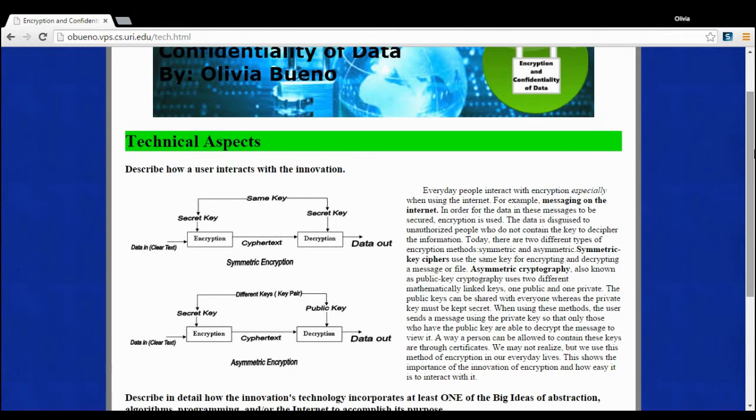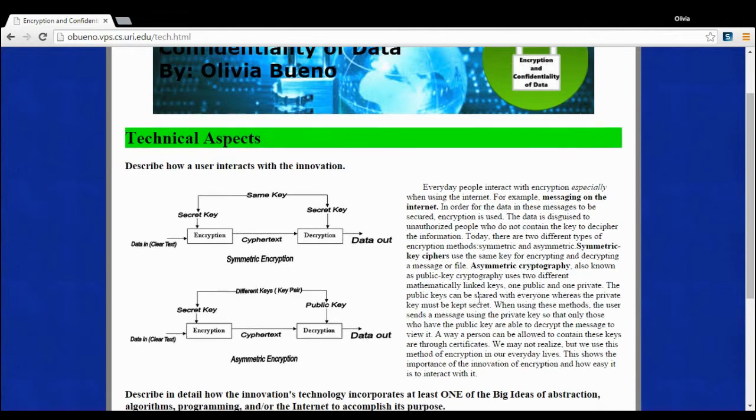There are two types of encryption methods, symmetric and asymmetric. They're shown in this image to the left. Symmetric key ciphers use the same key for encrypting and decrypting a message or file. Asymmetric cryptology uses two different linked keys, a public one and a private one. To use these methods, the user sends a message using the private key so that only those who have the public key are able to decrypt the message to view it. A way a person can be allowed to contain these keys are through certificates.